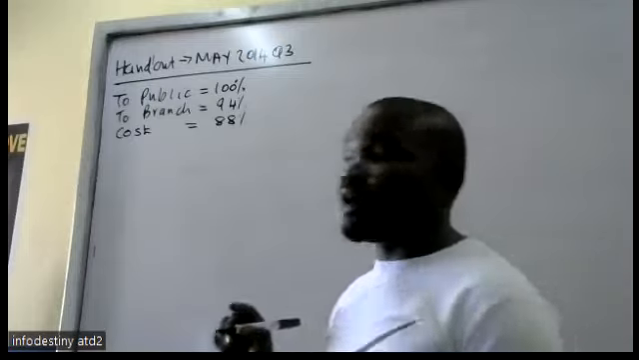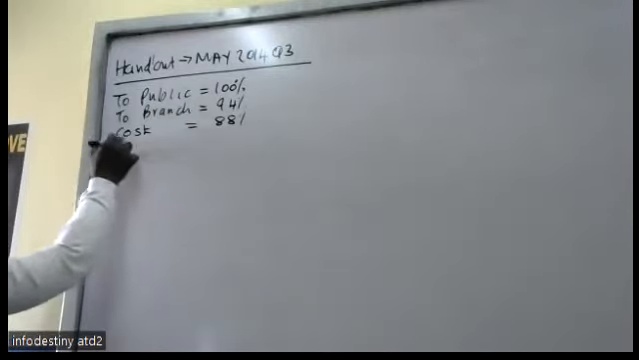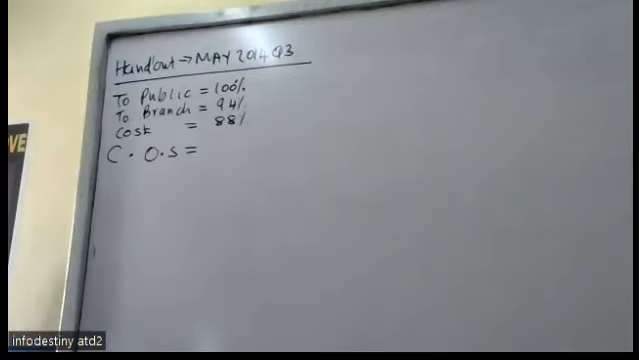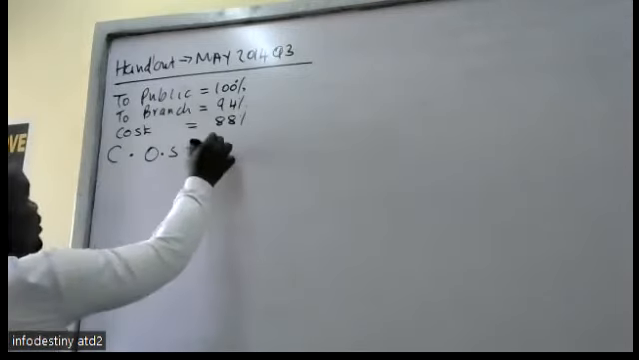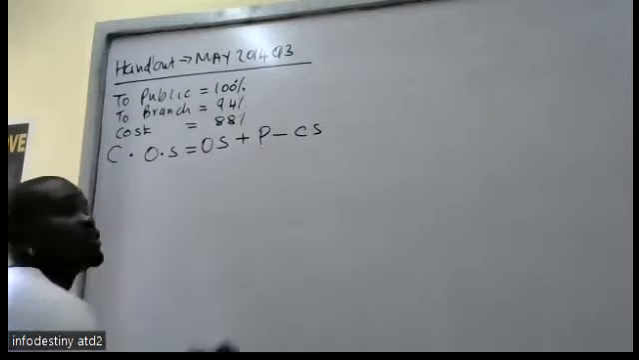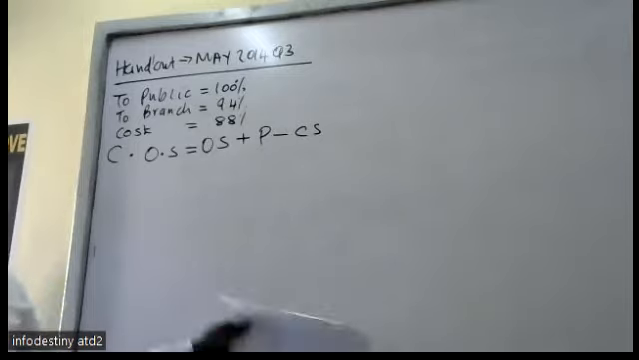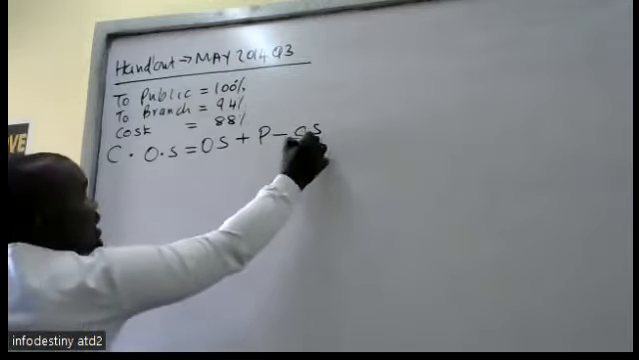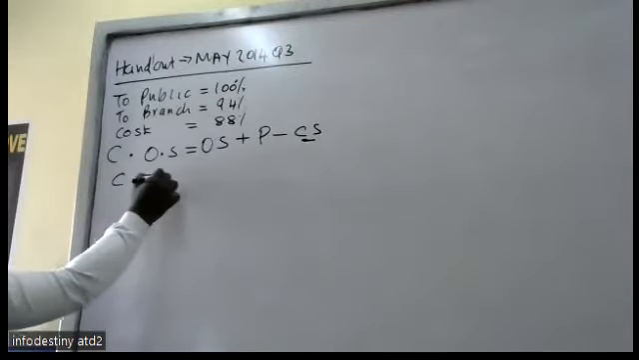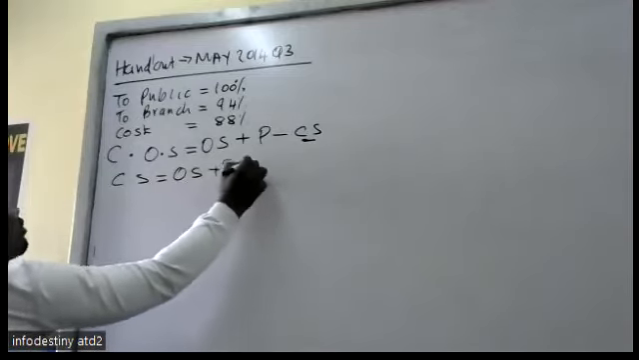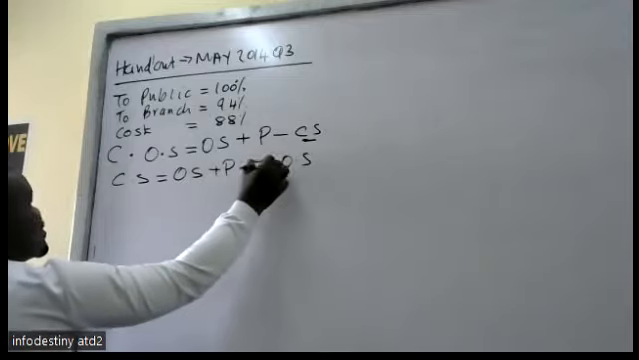Valuation of closing stock, you value in the head office, then the branch, then you combine it. Then you use this formula. Remember, cost of sales is equal to opening stock plus purchases minus closing stock. So we are going to apply this formula to calculate the closing stock. Making closing stock the subject, closing stock is equal to opening stock plus purchases minus cost of sales.